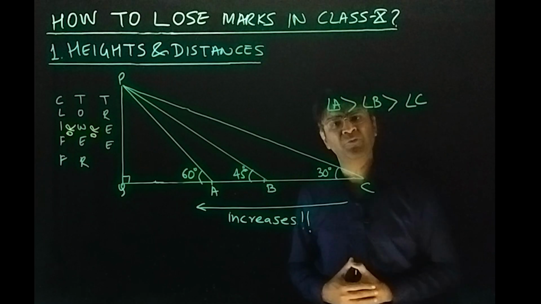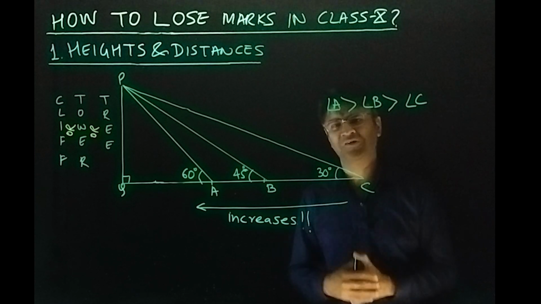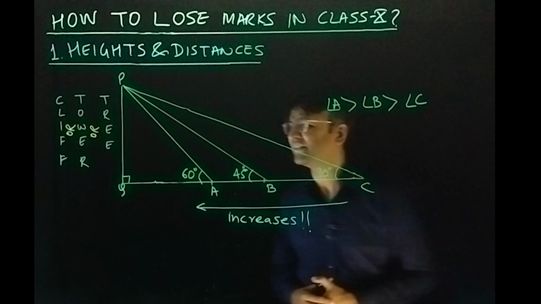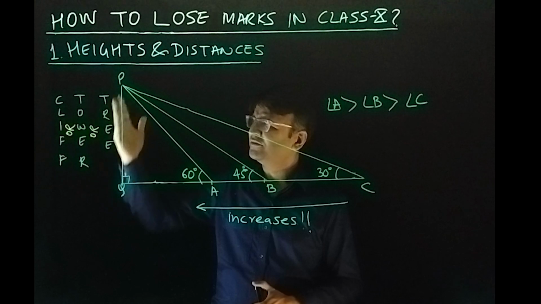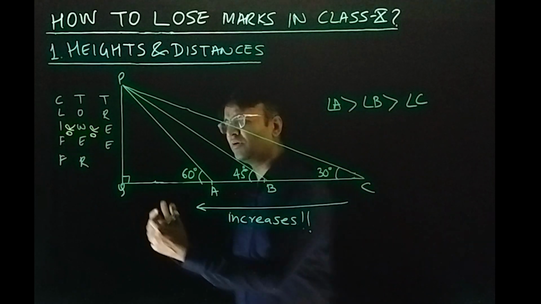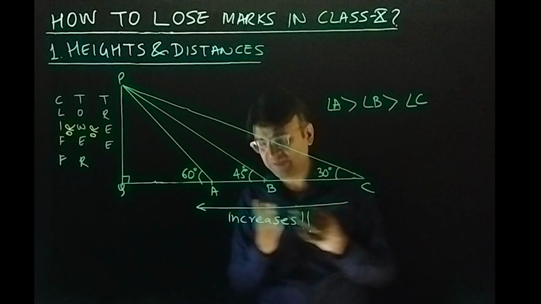The first one I'm going to talk about is heights and distances. I have seen students making a lot of mistakes. Let's start the analysis of this diagram. It doesn't matter whether the line PQ is a cliff, tower or tree. As long as you keep walking towards the tower, remember the angle of elevation has to increase.